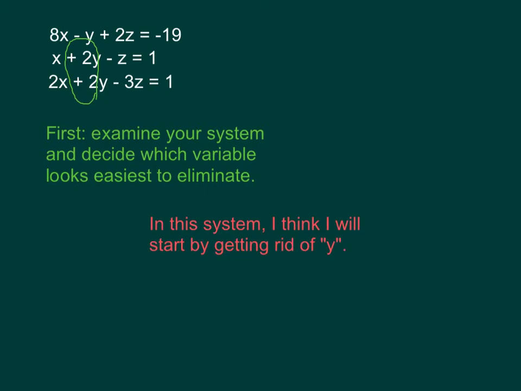I could have chosen z, or I could have chosen x. It doesn't really matter. I just decided I wanted to choose y because I could already see that they both had coefficients of 2, and I was thinking ahead, and I knew that they would be easy to get rid of.